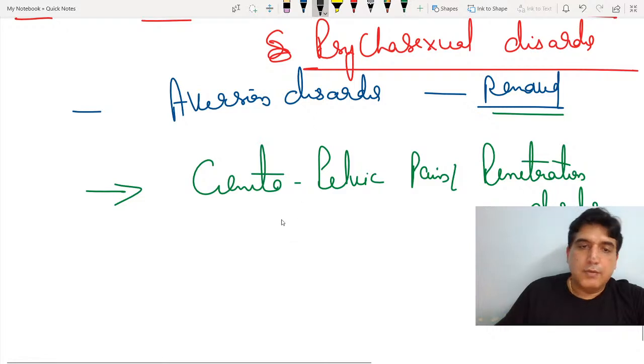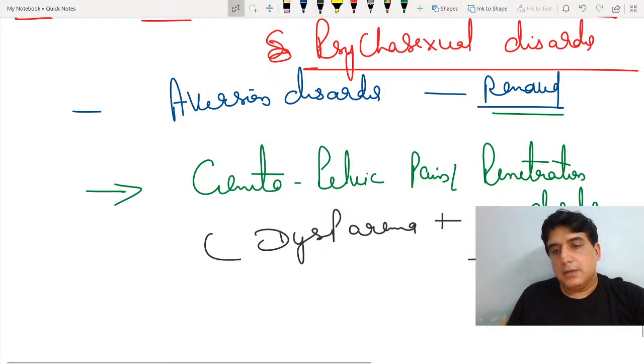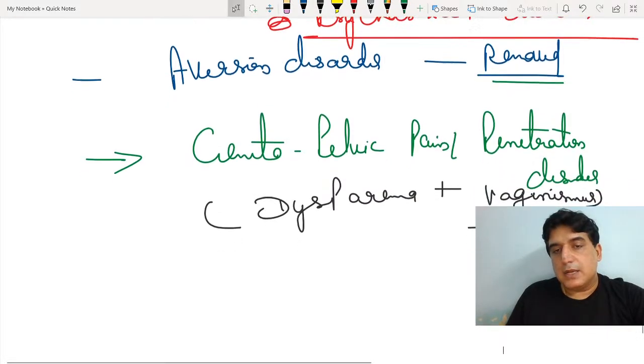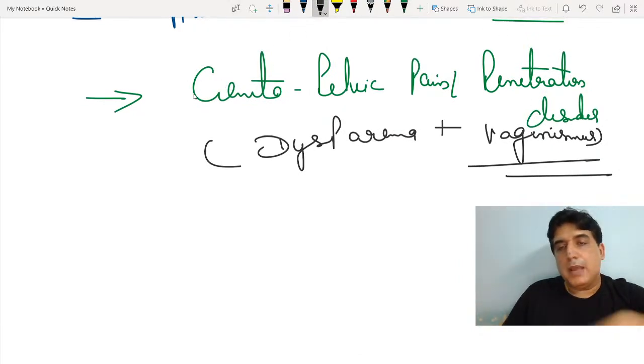In this we have dyspareunia and vaginismus clubbed together. Vaginismus and dyspareunia we clubbed together, and we have a new diagnostic entity. We call it genito-pelvic pain or penetration disorder.